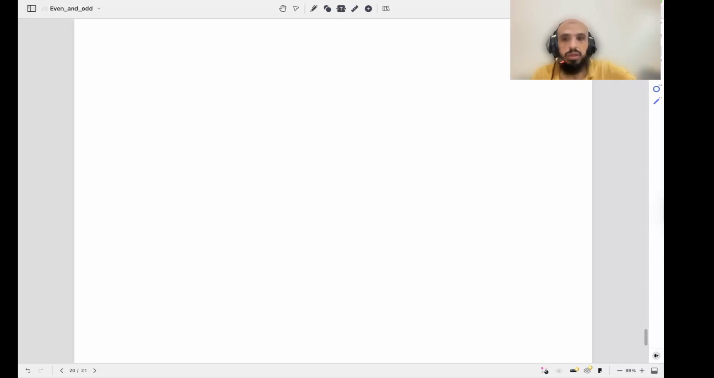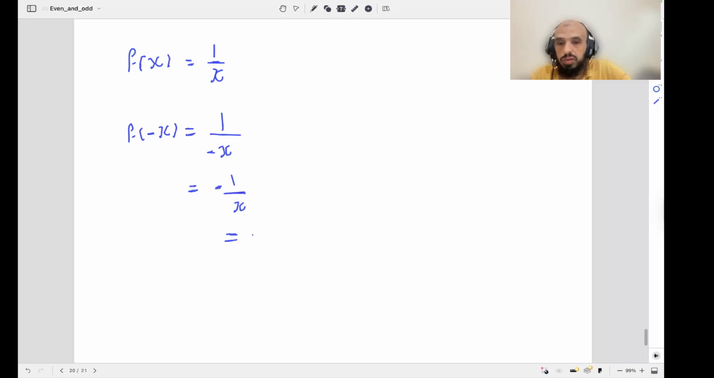Let's take another example. If f of x equals 1 over x, what is the reciprocal function? Is it an odd or an even function? So let's get f of negative x equals 1 over negative x, which is clearly negative 1 over x, which equals negative the original function f of x. So it is an odd function.